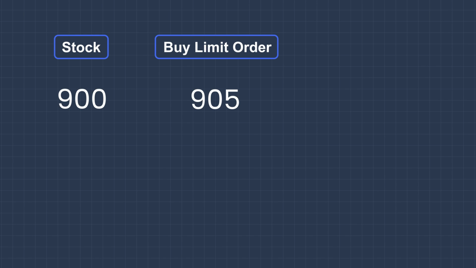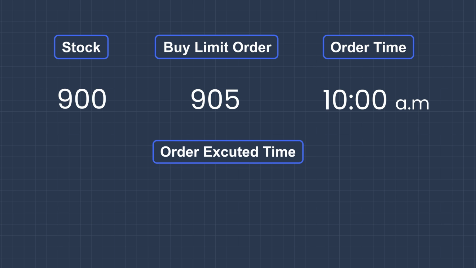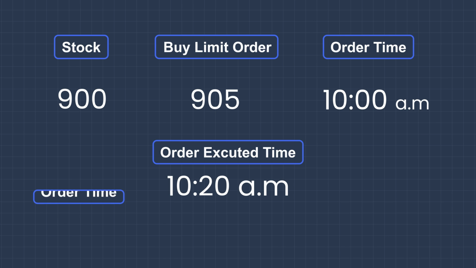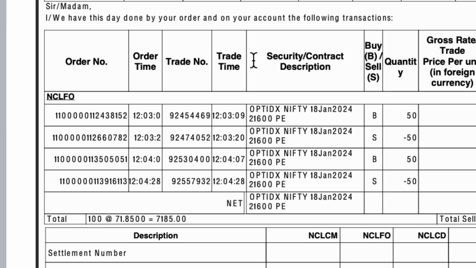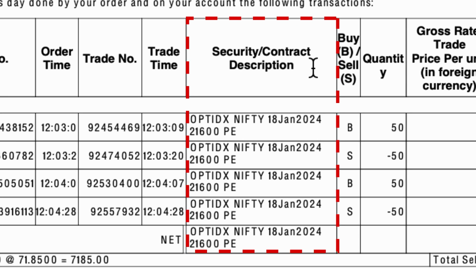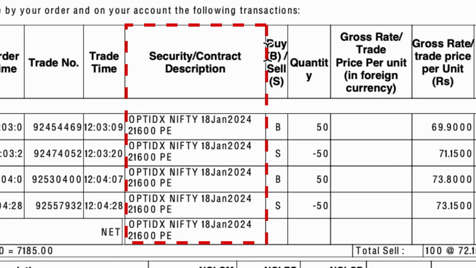For instance, a stock is trading at 900 and you placed a buy limit order at 905 at 10 am. The order was executed at 10:20 am. In this case, the order time is 10 am and the trade time is 10:20 am. The next column provides the security or contract description, detailing the name of the security or contract you have traded.